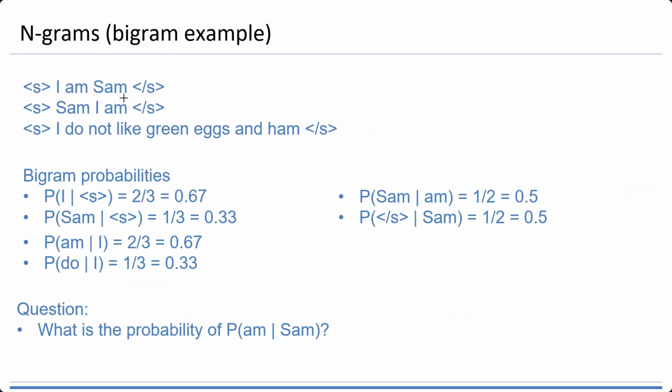We have 2 Sam, given that we have 3 starting sentences. So among the starting sentences, only one appears at the beginning or after the S. So it means 1 over 3.